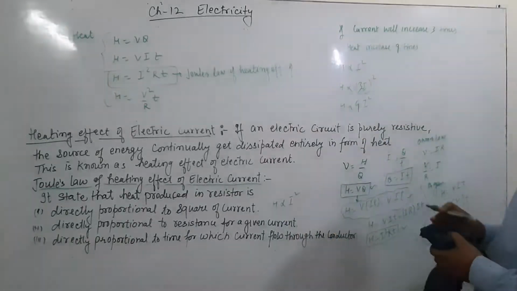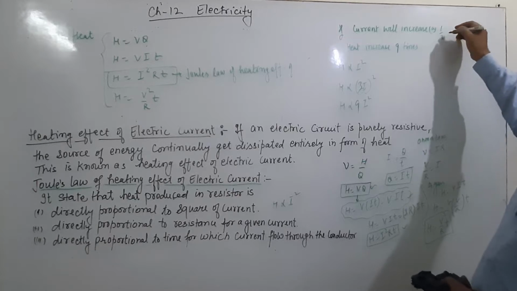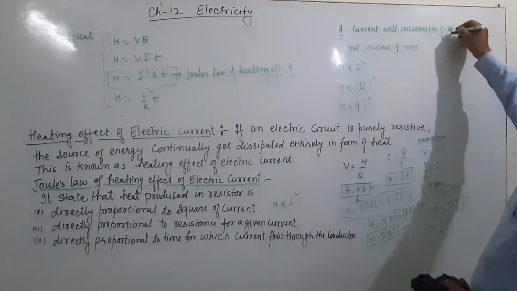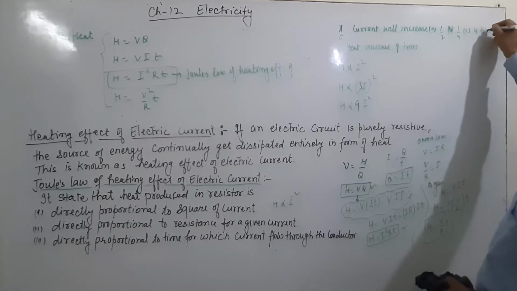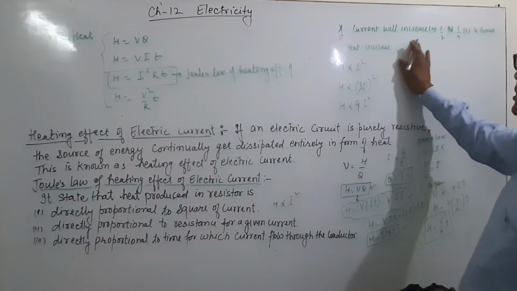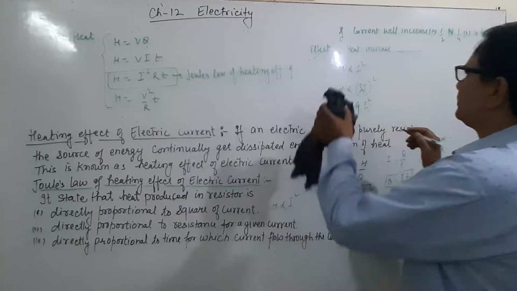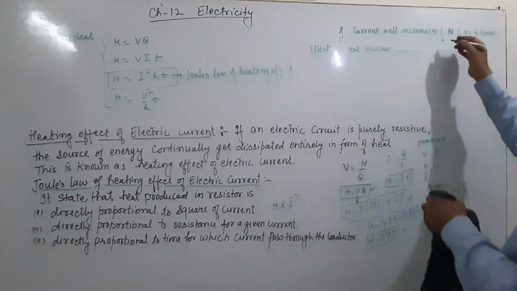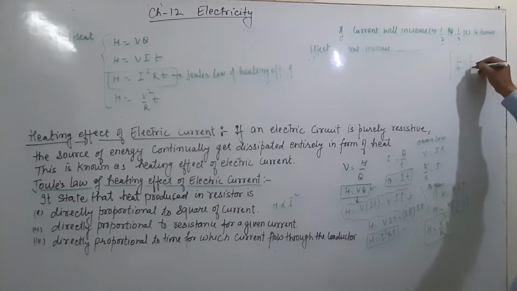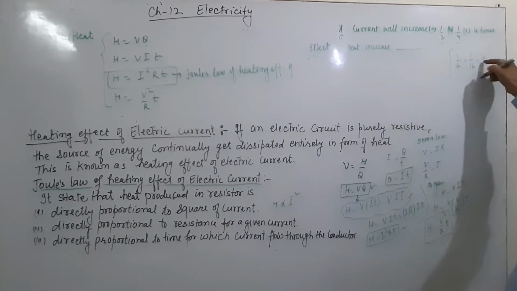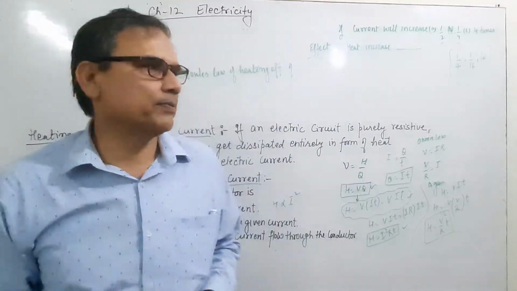And now you calculate yourself. If the current becomes half, or 1 by 4, or 4 times, what is the effect on the heat? You have to find it yourself. What is your answer? Note it down. The answer is 1 by 4, 1 by 16, and 16 times. You have to calculate numerically using this formula.